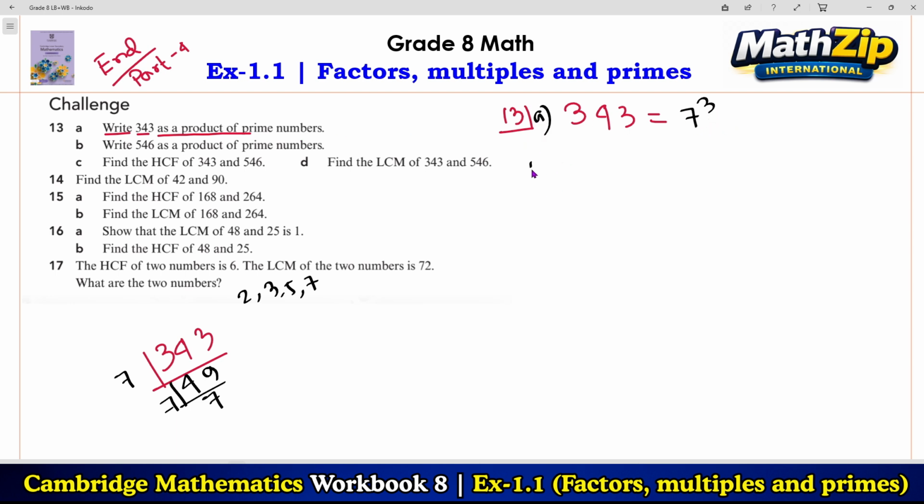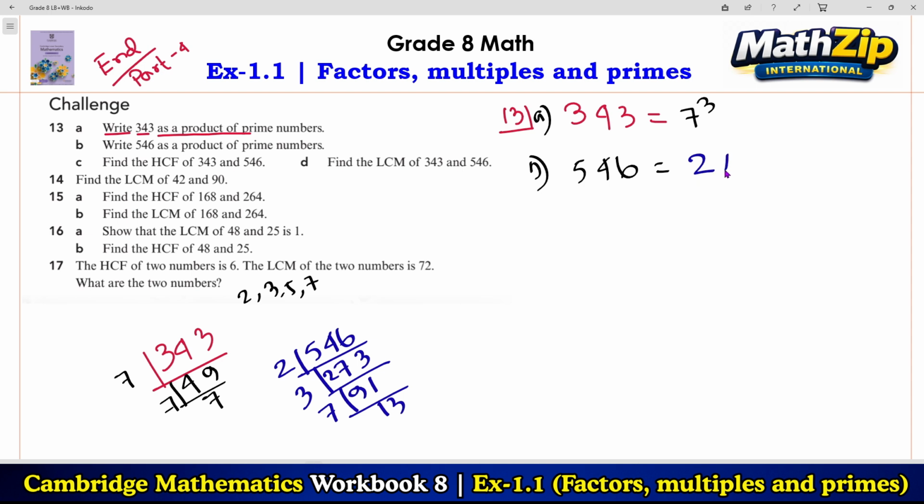Part A is done. Part B, 546, we also have to write as a product of prime factors. How can we write this one? 546 is an even number, so we can divide by 2, so 273, and here is a 3. This one we can divide by 3, so 91. Can we divide it by 3 again? No, we cannot. We should divide by 7, so it will be 13. So finally we get 2 times 3 times 7 times 13. Look, all numbers are prime factors. So this is the product of prime numbers.